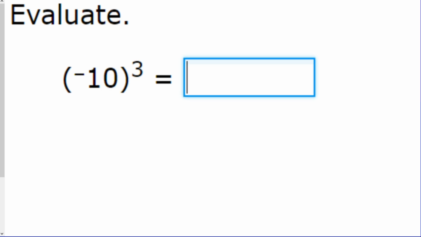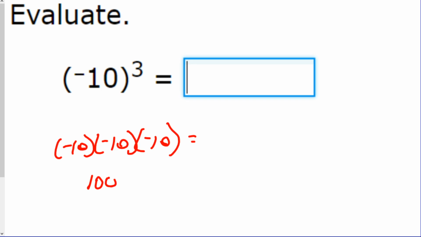All right, again, evaluate. Notice the parentheses this time are around the number. And you're going to see something in a minute you're going to have a question about. So to the 3rd power, this means negative 10 times negative 10 times negative 10. We'll do this one step at a time so we don't get confused. Negative 10 times negative 10, and negative times a negative is a positive. 10 times 10 is 100. Still times the last negative 10, and then positive 100 times a negative 10 is going to be negative 1,000.